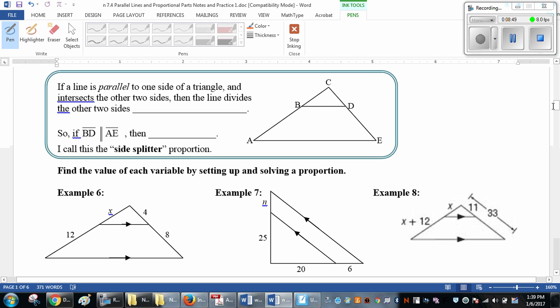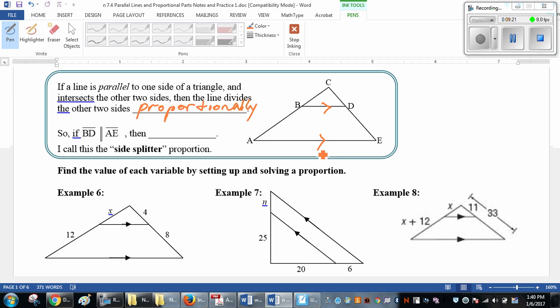Okay, so our next thing here we have, if a line is parallel to one side of a triangle and intersects the other two sides, then the line divides the other two sides proportionally. Now, be careful here because we don't know that that line is the midsegment. We just know it's parallel. So if BD is parallel to AD, we don't know that it's the midsegment. But we do know it divides those sides proportionally.